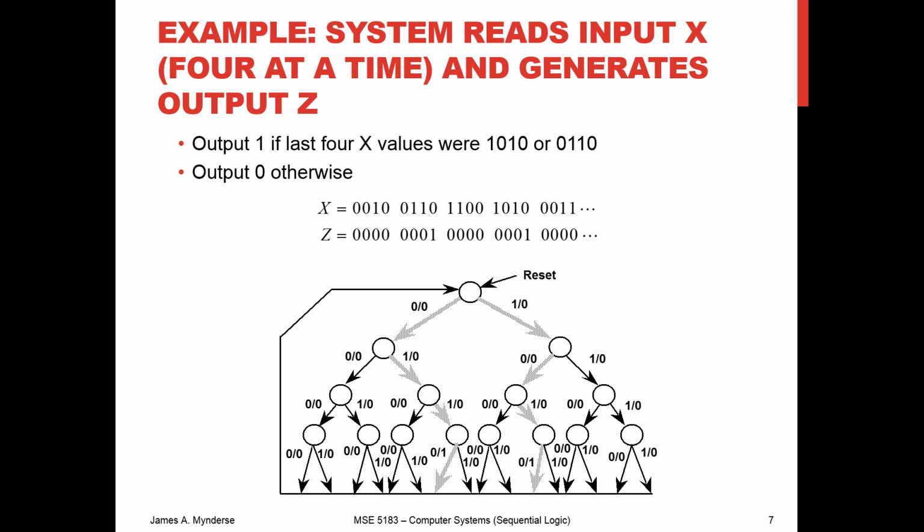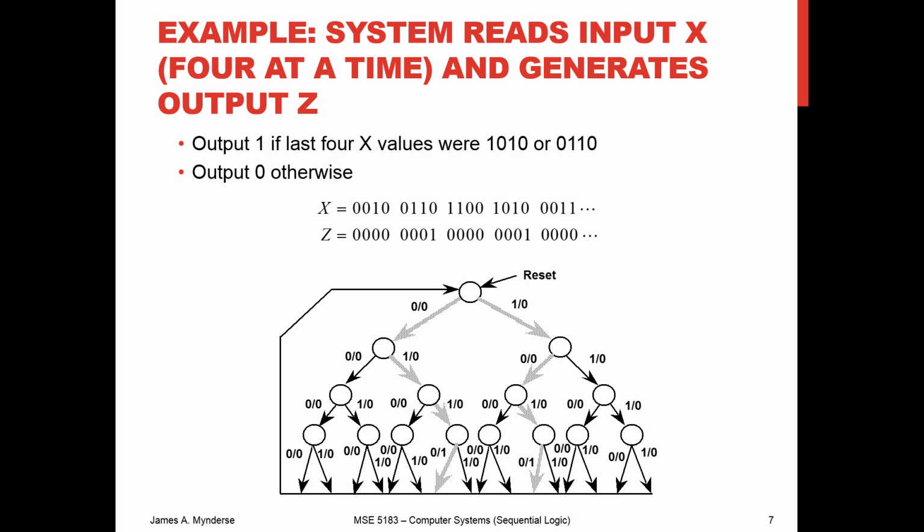And in this case, the 4 inputs are going to come 1, 2, 3, 4, 1, 2, 3, 4, rather than all at once. And so my 2 predefined combinations are 1, 0, 1, 0 and 0, 1, 1, 0.